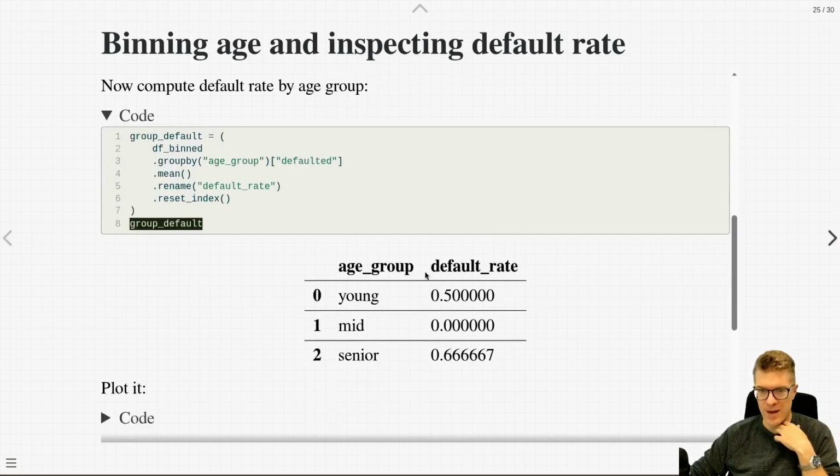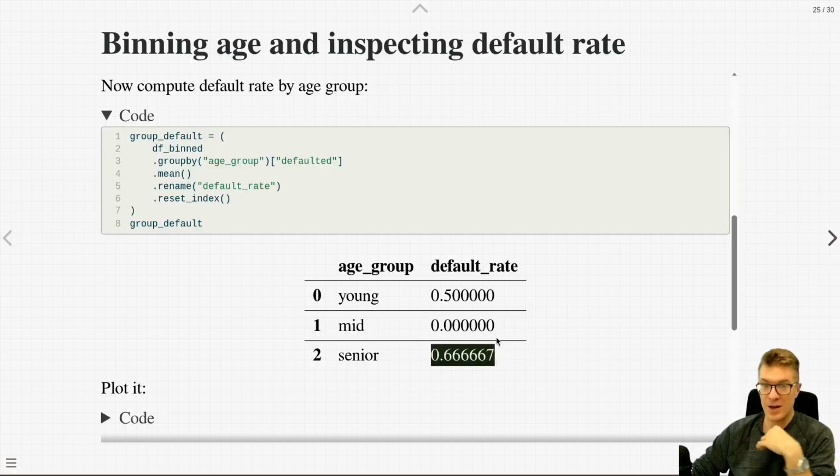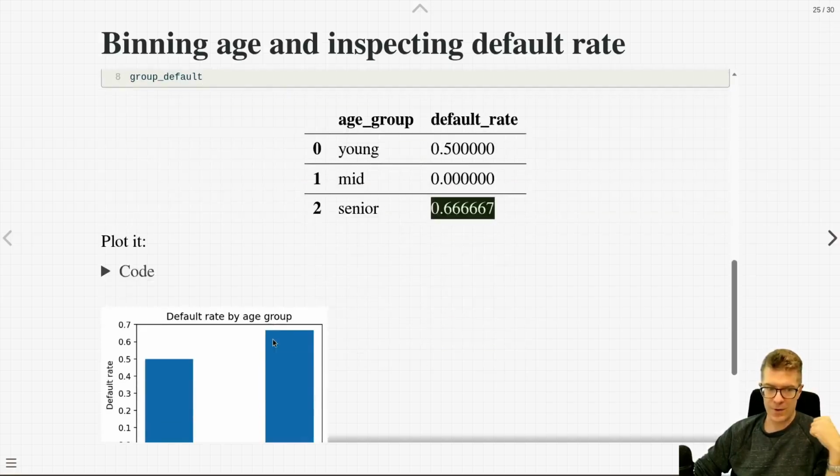And here I get it. I have the default rate for young, mid, and senior. I have those groups because I called the group by function. And now I have these averages. So half of young people default, none of the mid people default, and about 2/3 of the senior people default. So I'm starting to get some useful information, some useful statistics broken down by group.